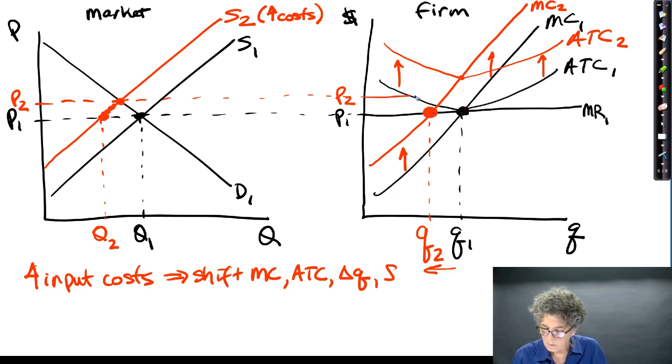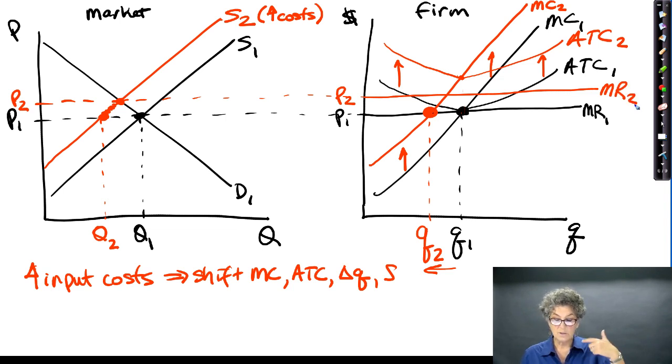So now I'm going to draw, this is getting messy, huh? I'm drawing a second marginal revenue curve, MR2, that's consistent with the second price P2. And so now, what's this firm going to do? This firm is going to produce a quantity. What am I going to call it? I'm going to dash down here, and I'm going to call this quantity Q3 for the firm. This firm is going to produce a quantity Q3 at which the new higher marginal cost curve intersects the new higher marginal revenue curve. Okay, no problem.